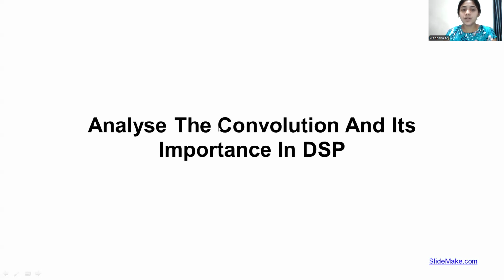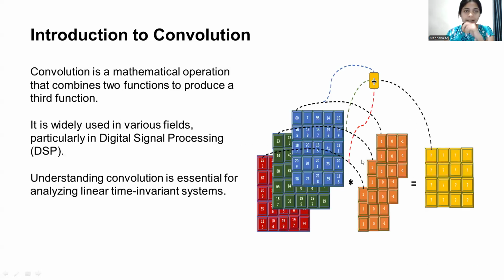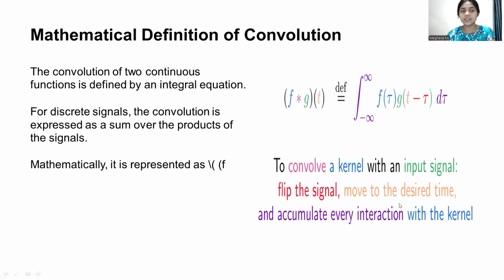I chose the topic of analysis of convolution and its importance in DSP. Let us go through the introduction of convolution. Convolution is a mathematical operation that combines two functions to produce a third function. It is widely used in various fields, particularly in digital signal processing. Understanding convolution is essential for analyzing linear time invariant systems.